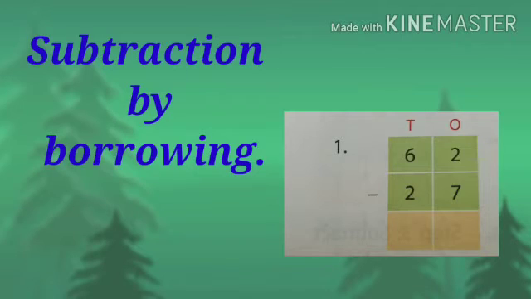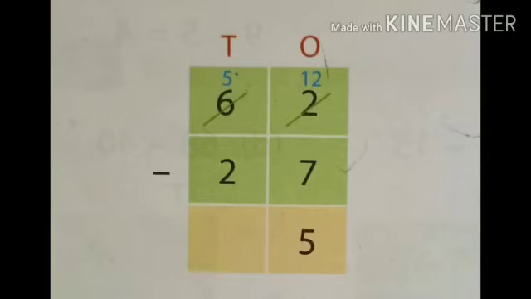Children, first we have to subtract the ones. Children, 7 is bigger than 2. 2 cannot be subtracted. Children, now we have to take 1 ten from the tens column and add it to 2 ones. Children, you know 1 ten is equal to 10 ones. 10 ones plus 2 ones is equal to 12 ones, children. Here 12 is bigger than 7. Now subtract 12 minus 7.